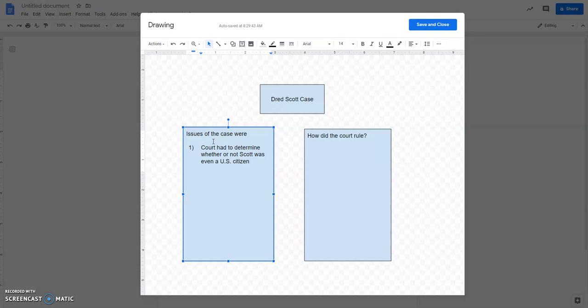Okay? Remember, Scott is a former slave, a slave who is suing for his freedom, stating that because he had lived in free territories at points in his life with his master, that had made him a free man. All right? So essentially what he's saying is, because I had to live in these free states or these free territories at some time, that is when I became a free man. So he's suing, but the court has to determine, can he even sue? He's a slave.